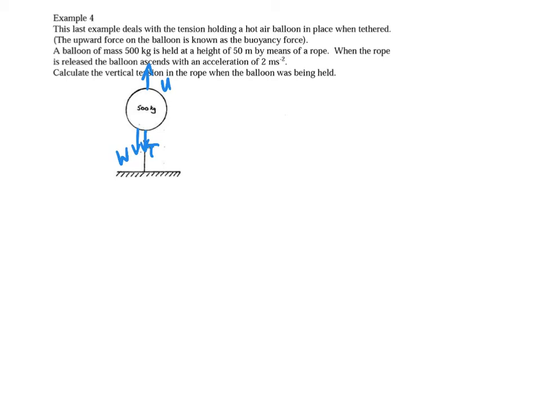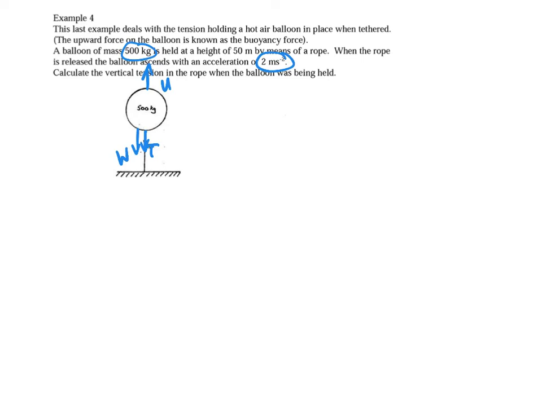What we know is that when the balloon is tethered, these problems are almost about comparing what happens when it's tethered and what happens when it's not. It's held in place, it's tethered, and you're given things like mass. This is obviously a big hot air balloon, not a wee party balloon, looking at the mass, and it's held at a height of 50 metres. We'll see the relevance of the 50 metres soon. We're told that when the rope is released, the balloon ascends with an acceleration of 2 meters per second squared.